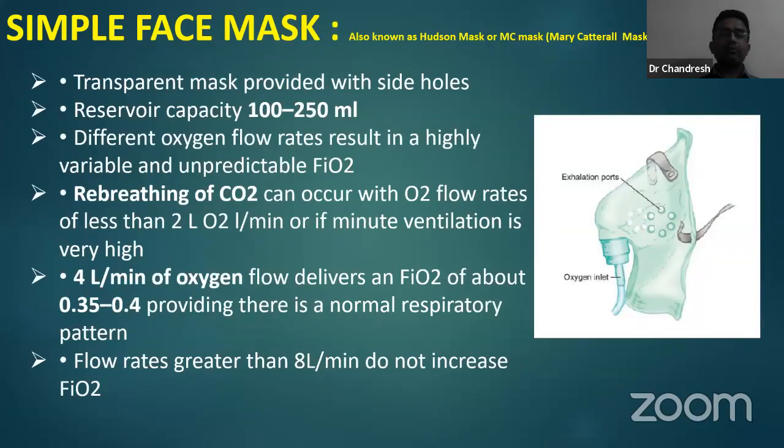A 4 liter per minute oxygen flow rate delivers an FiO2 of about 0.4, provided there is a normal respiratory pattern. Flows higher than 8 liters cannot increase FiO2, no matter how much you put. A simple face mask can give only up to a certain level of FiO2. Next.